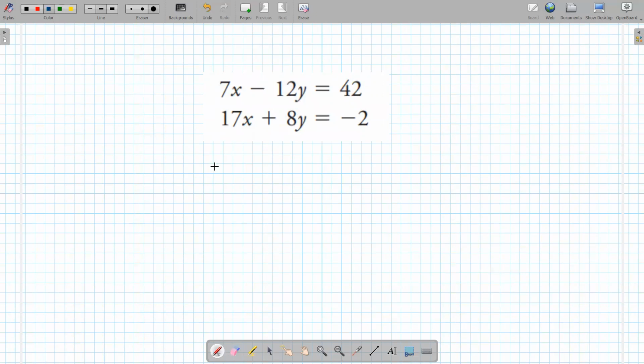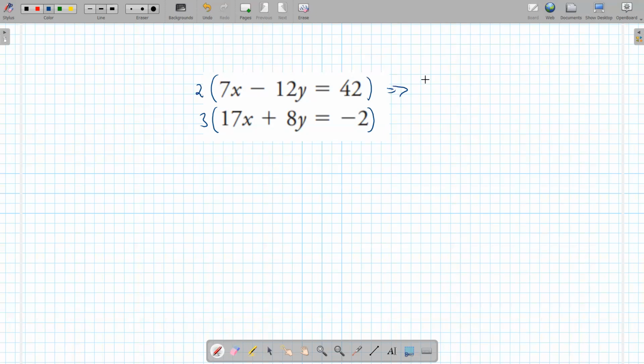What do we do with that information? We need to multiply 12 such that we get a 24. So that means we need to multiply this by a 2, because 2 times 12 is 24. Next, we need to multiply 8 by something to get a 24. How many times does 8 go into 24? 3 times. So we need to multiply this by 3.